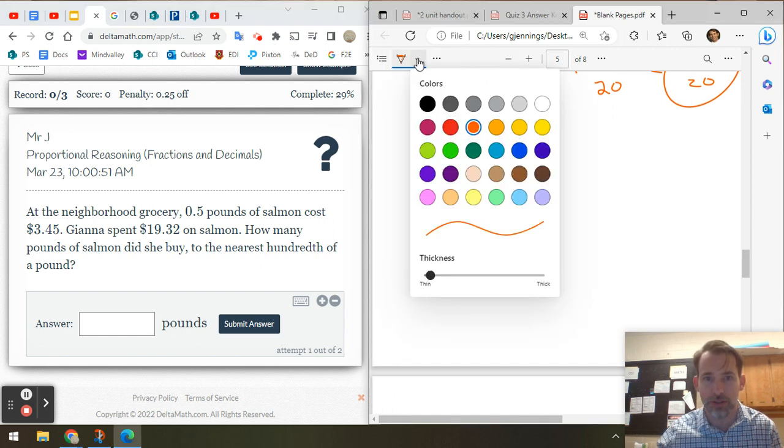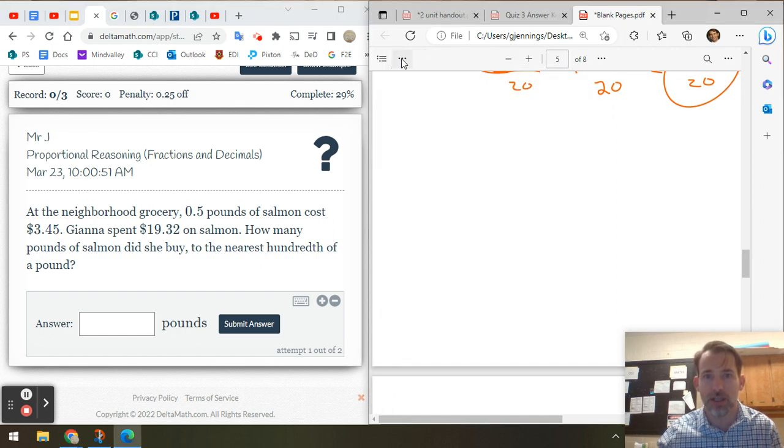My goodness. Okay, let's get a new color here. We're going to work in black. This feels like I need to be a little serious with this question. Here's what I would do. I would find the unit rate. This is one way. How much does 1 pound of salmon cost?